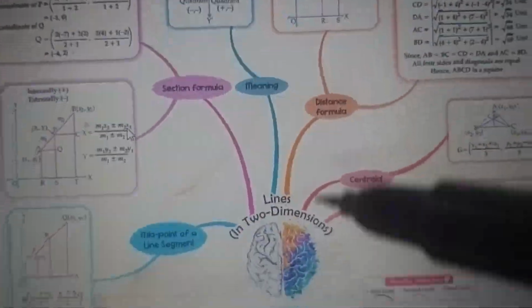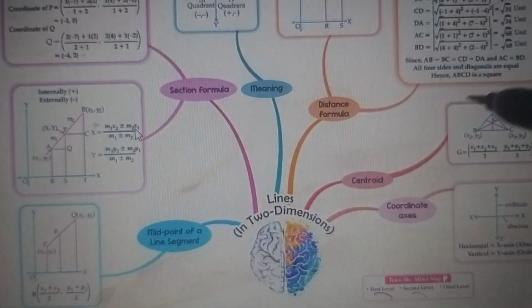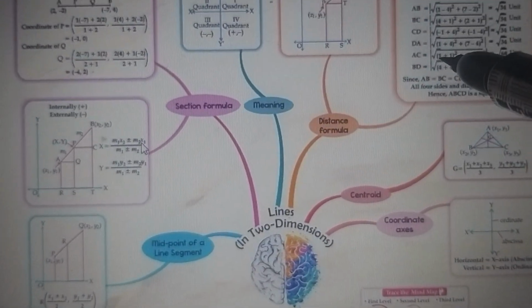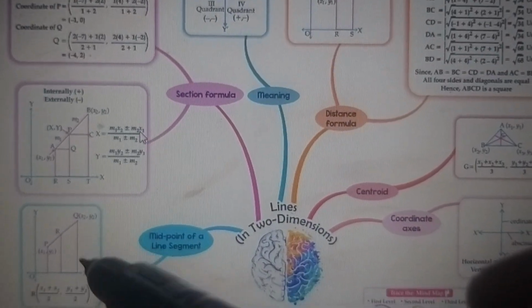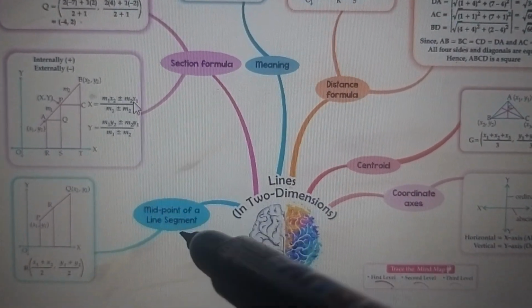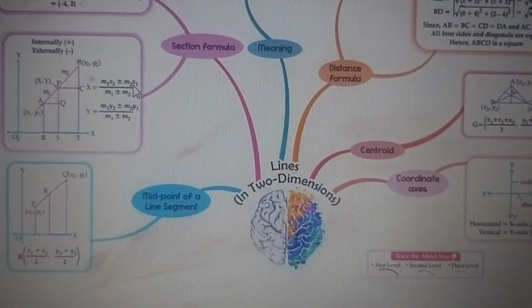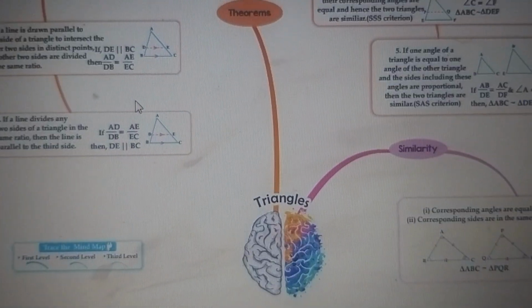Okay, like this we have the different formulas for centroid, coordinate axis and distance formula given. And here is the midpoint of a line segment. Okay, like this, the lines chapter is very easy, based on formulas only.